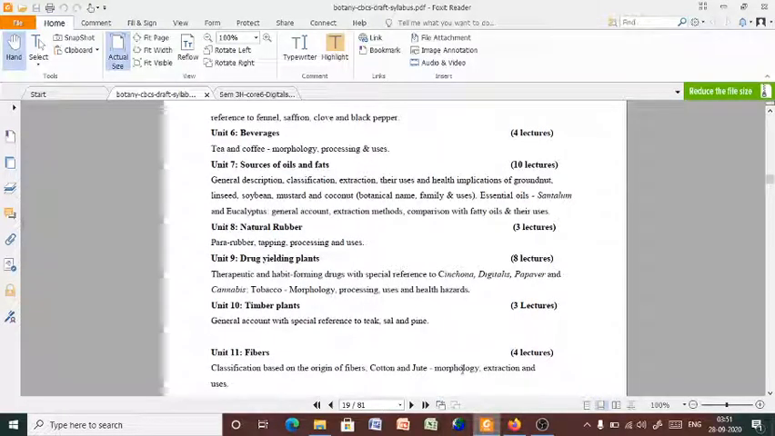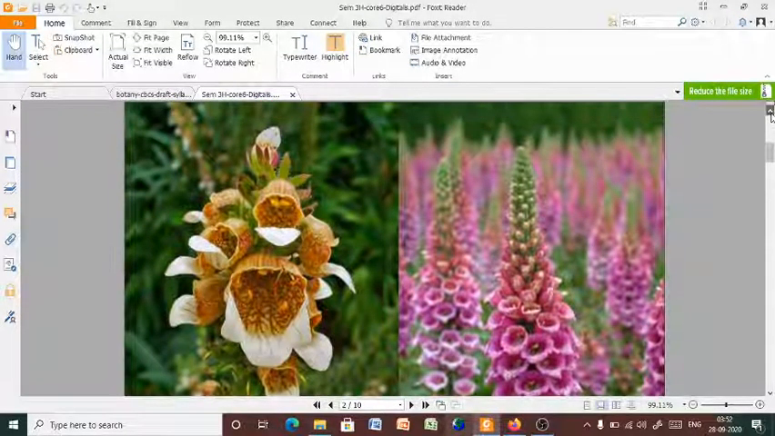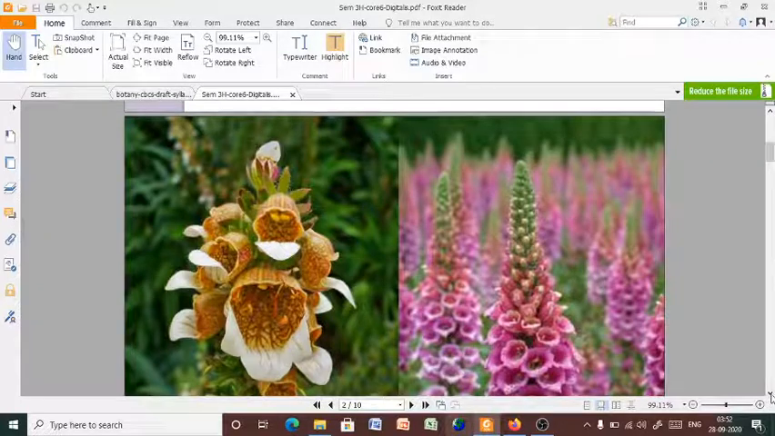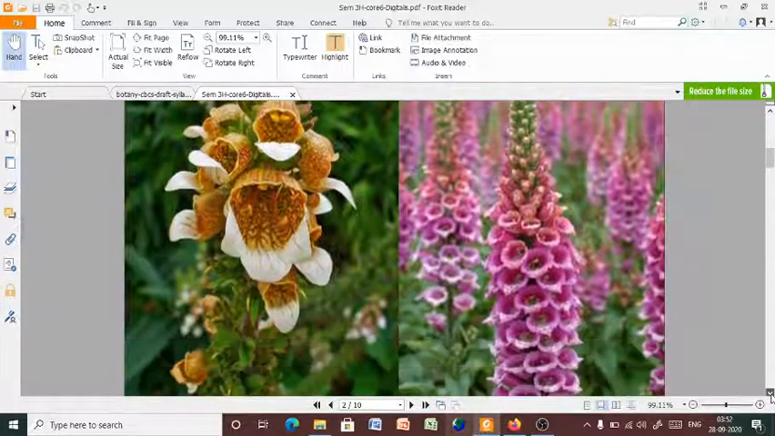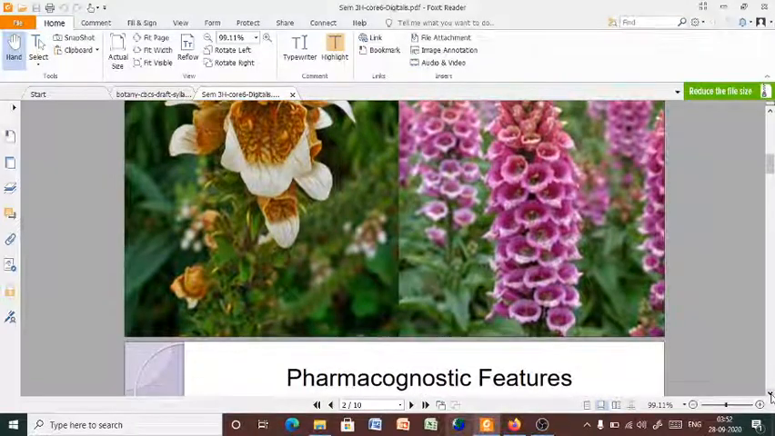Today I'm going to discuss the properties, basic features and medicinal attributes of Digitalis. This is the image of the plant Digitalis purpurea, a plant of the family Scrophulariaceae.